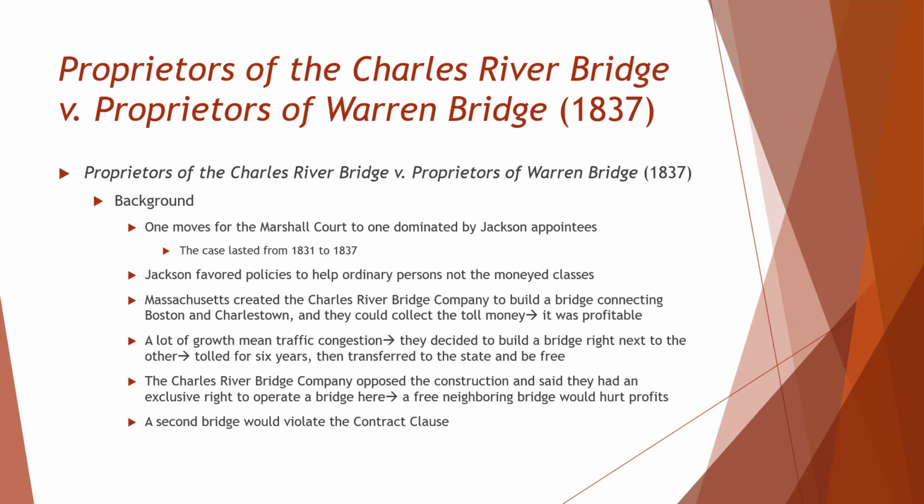So this case actually lasted a while. It lasted 6 years, from 1831 to 1837. Jackson was trying to be the man of the people, ordinary interest over the money class. So Massachusetts creates the Charles River Bridge Company to build a bridge connecting Boston to Charlestown. You might remember the movie The Town, because there are a lot of bank robbers, I guess, there. They collect the toll money.